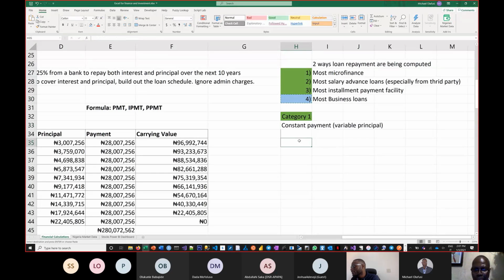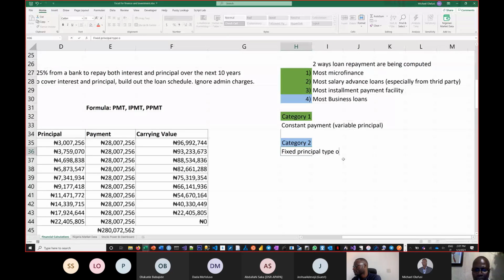Then there is category two, the fixed principal type of loan. This is the one that applies to most business loans. Now that I've said there are two kinds of loans, let's begin to see how they differ.